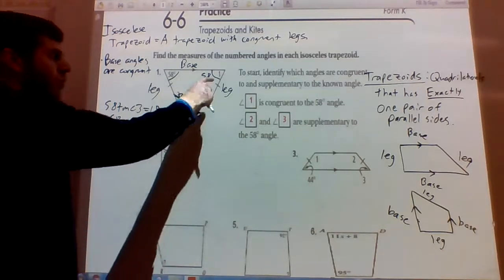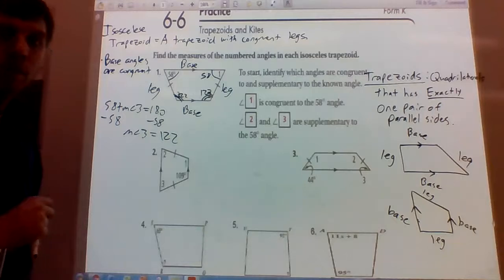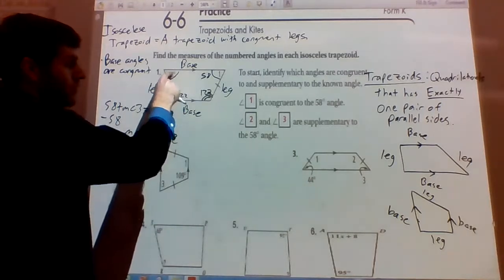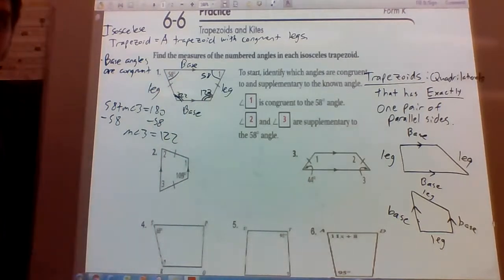We also notice that 1 and 3 are going to be supplementary, and that 58 and 2 are going to be supplementary. So the opposite angles are going to be supplementary in isosceles trapezoids.